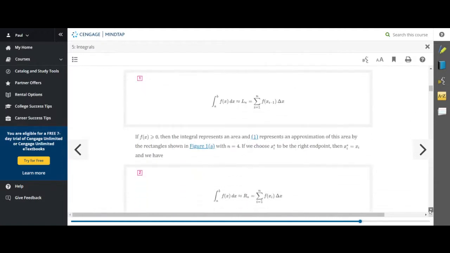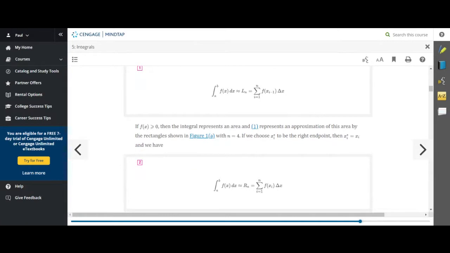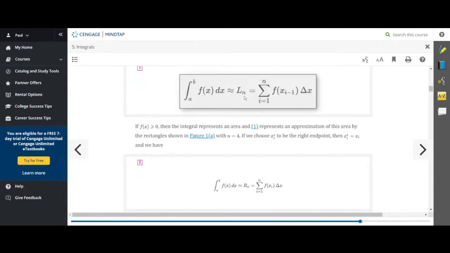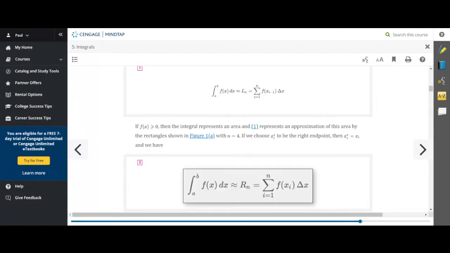Well, we have different rules. Okay. We have, for instance, and a picture is going to be helpful here, L sub n. L sub n stands for a left endpoint approximation. Okay, and then below it, we have R sub n. Okay, R sub n stands for a right endpoint approximation. Now, what does that mean? Well, let's go ahead and take a look at a few pictures.